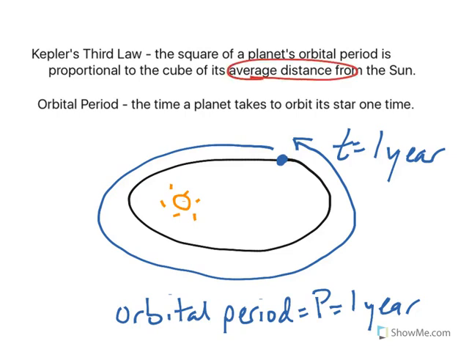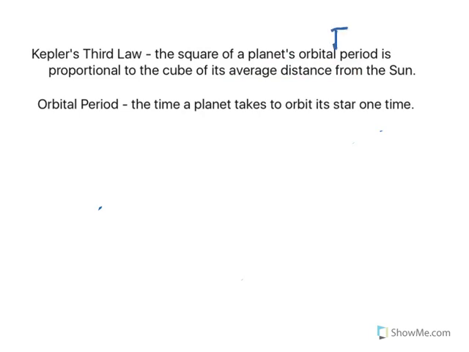So now let's go look at average distance. We take a look at the distance that the planet is from the sun as it orbits, and then we find the average distance. That average distance is going to be given the letter A. So P is the planet's orbital period, and A is the average distance from its star.